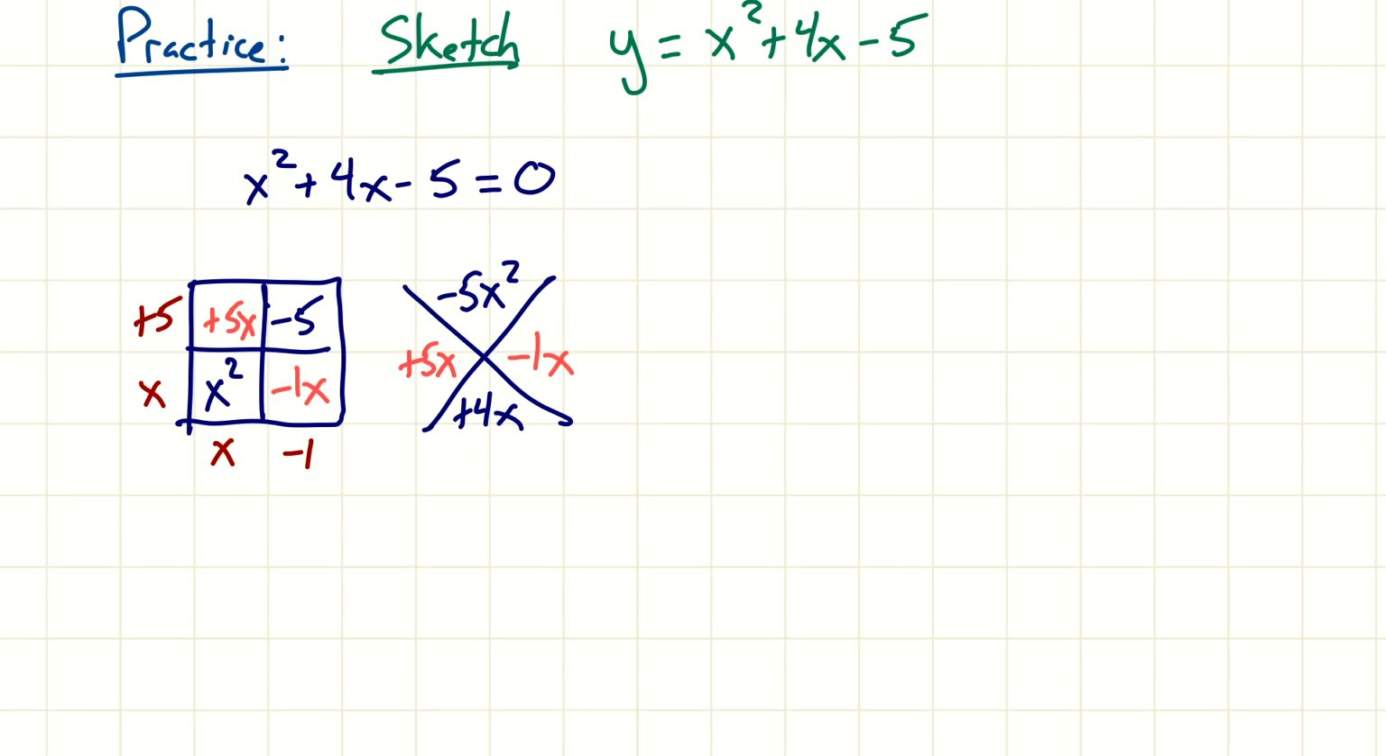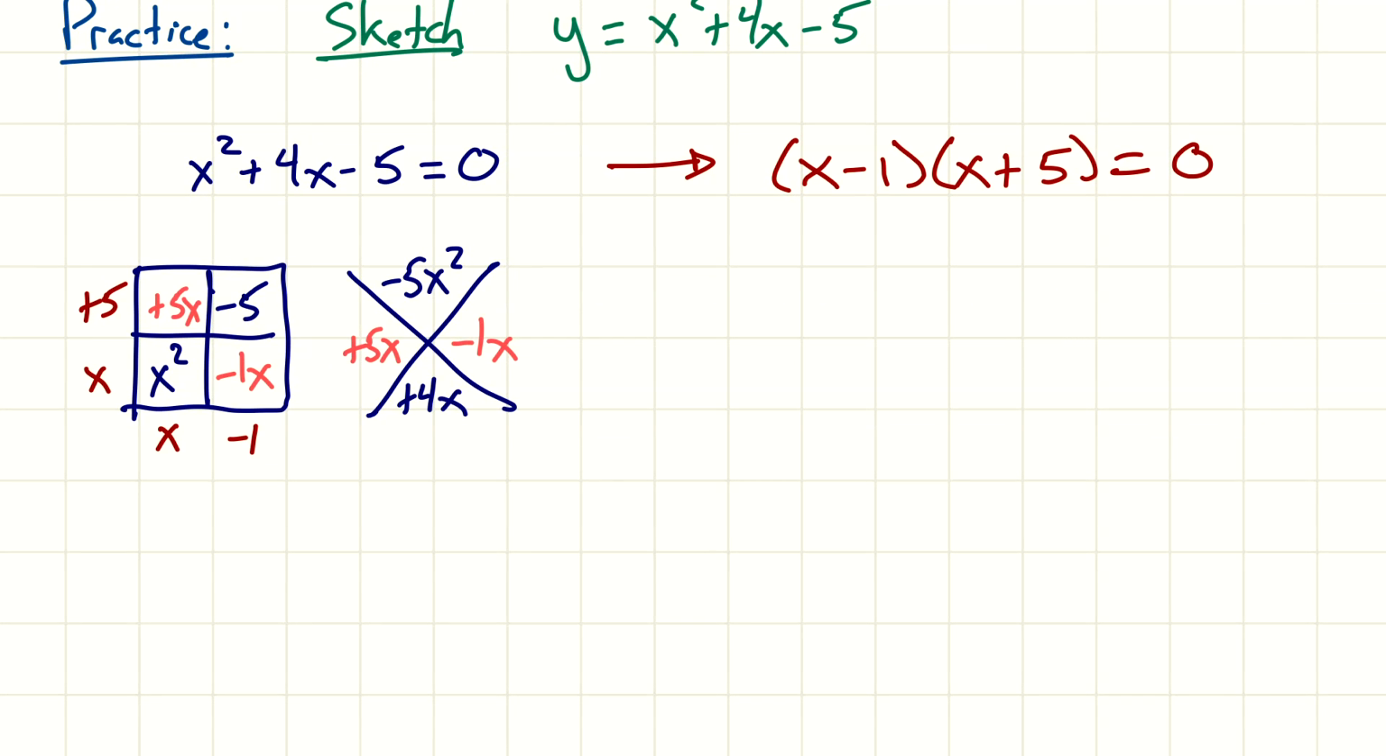So I'm going to rewrite this in factored form as x minus 1 times x plus 5 equals 0. So there's my new equation. All I did right now is I wrote it from standard form to factored form. And so now this is where we get to use our zero product property.